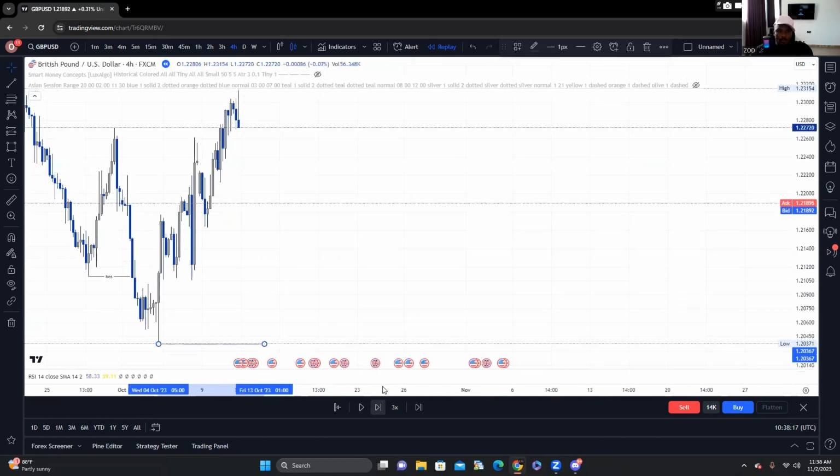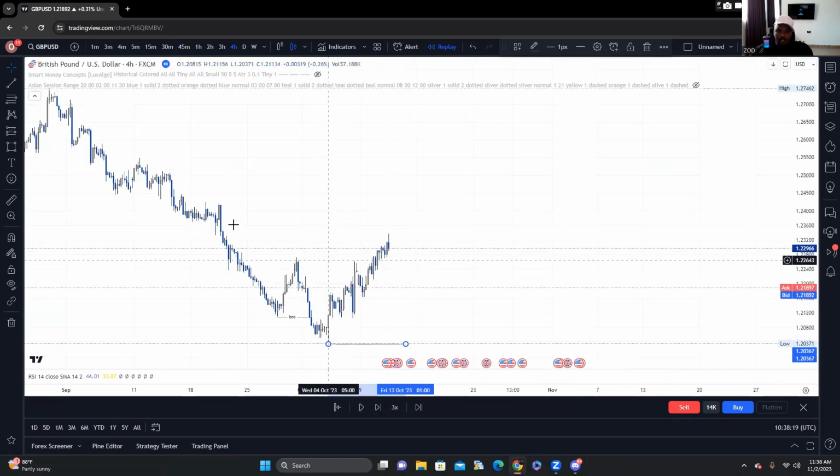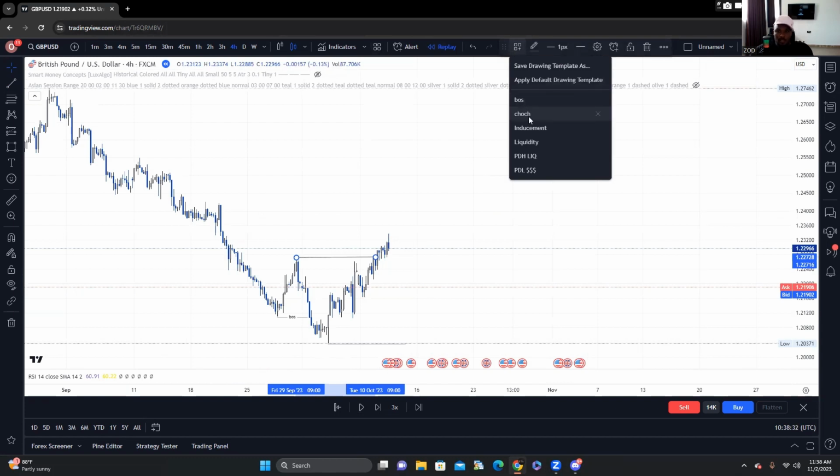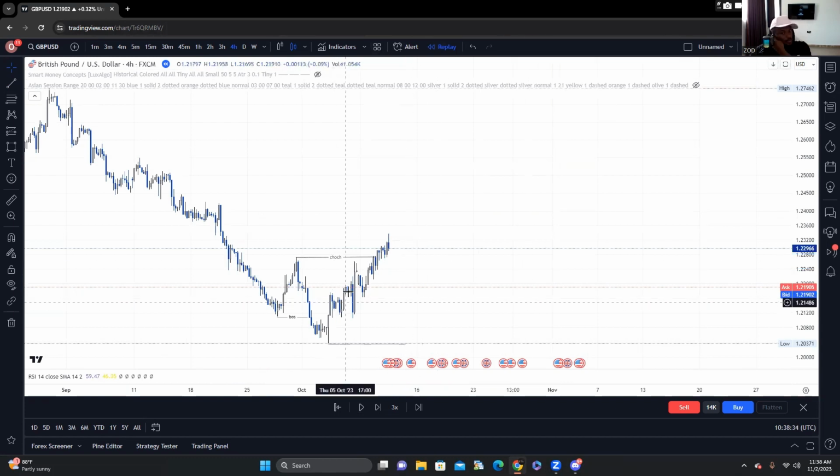But from the picture that was sent on the Discord, you can see that we had already had this break of structure here, which is a change in character. So when we have a change of character, we are implying that the character has moved from a bearish character to a bullish character. So this is our first indicator to show that price is actually reversing from a bearish trend to a bullish trend.